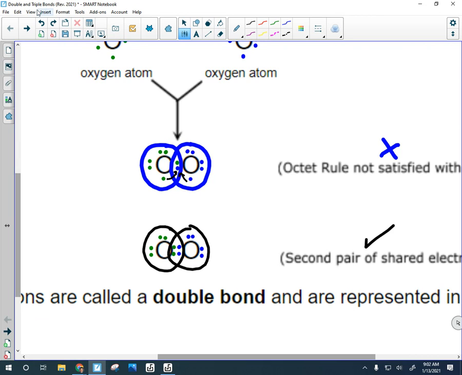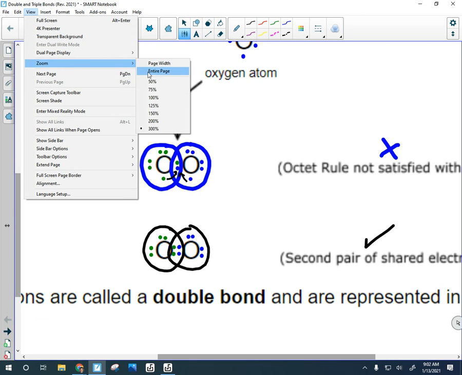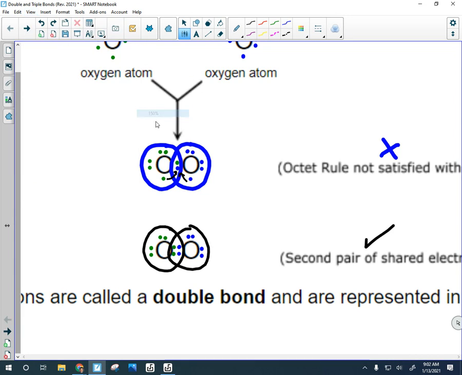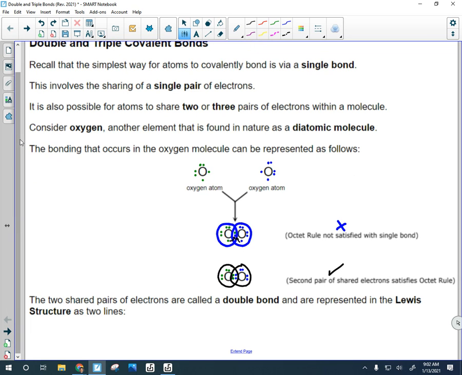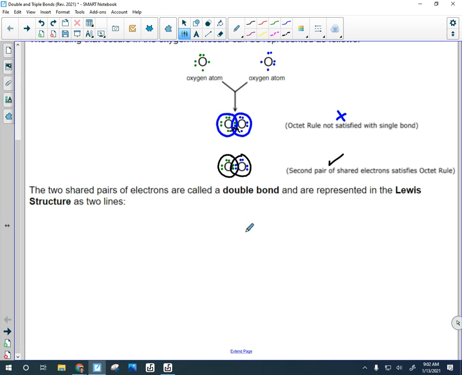Now, how do we draw that? Zoom out again a little bit. Remember that a single bond was shown with a single line. This has a double bond. So I want to write the Lewis structure as an oxygen and an oxygen, now with a double bond, because we're sharing 2 pairs of electrons. And then I still want to show the non-bonding electrons.